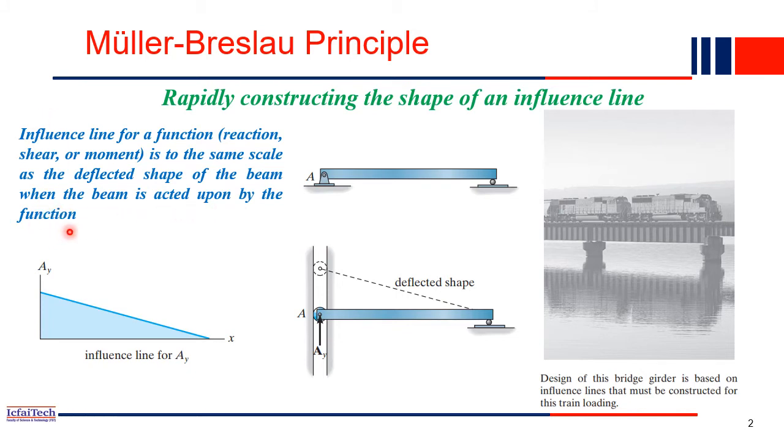So what is the meaning of this? Influence line, either it may be reaction or it may be shear or it may be moment, is to the same scale as the deflected shape of the beam when the beam is acted upon by the function itself, right? I'll just elaborate it in more details.